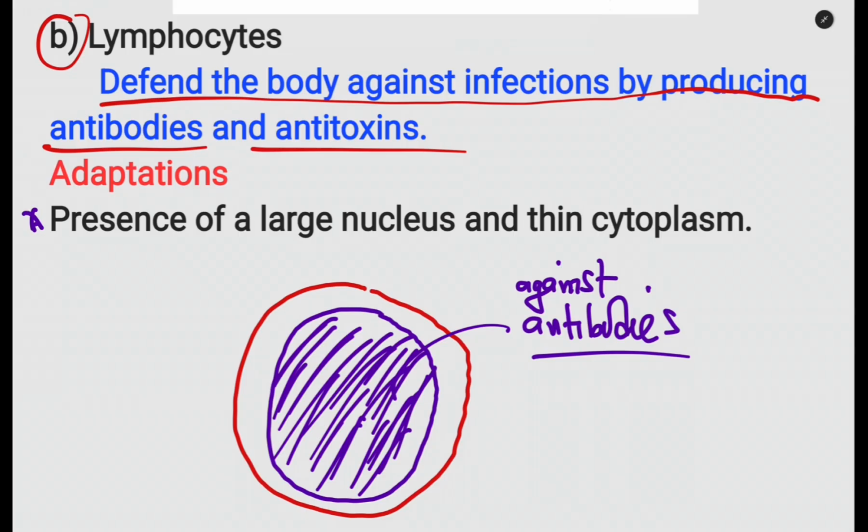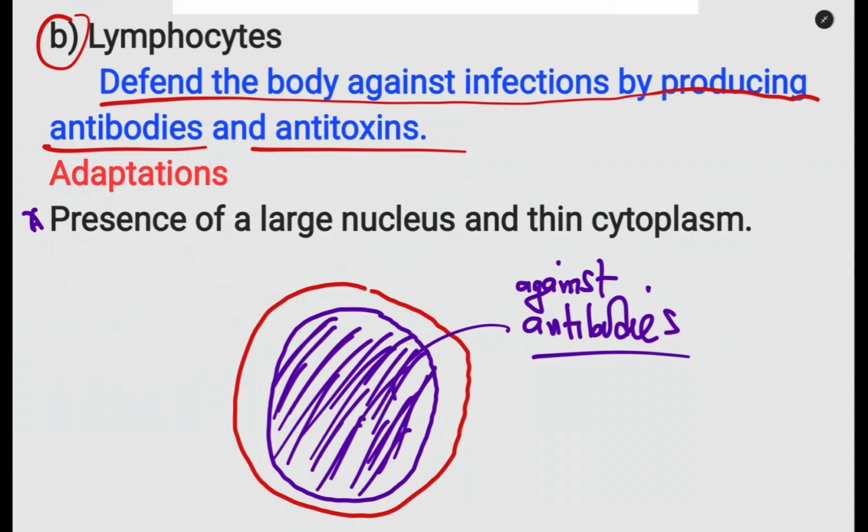Antibodies are just proteins that destroy germs or foreign bodies. Whereas antitoxins are proteins that neutralize poison. Something that is toxic is poisonous, so anti-poisonous means they neutralize the poison. I guess I've just clarified something there.